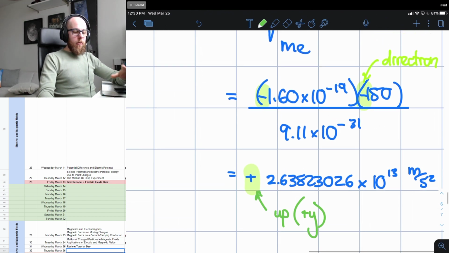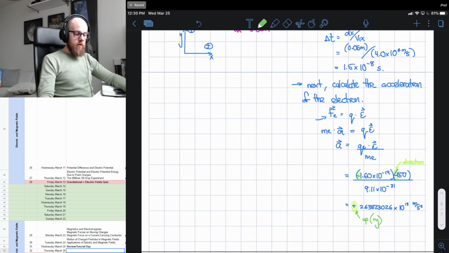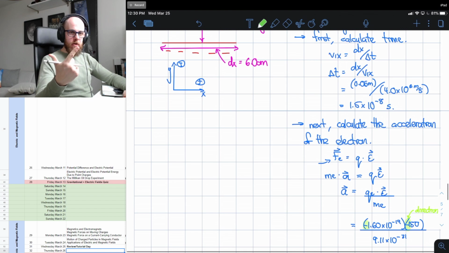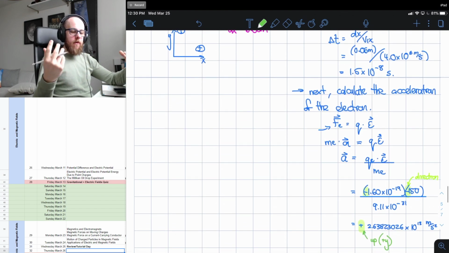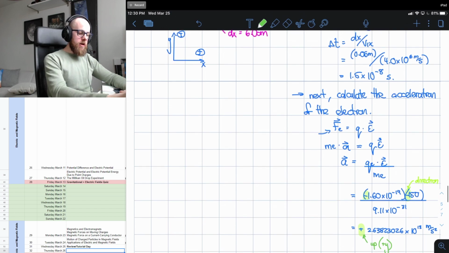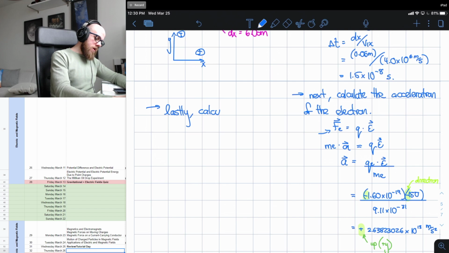Okay, now we're almost there. Now we can figure out the final y velocity. We know what time is. We know what the acceleration is. We know the initial y speed is 0. So we have everything we need for the final y velocity. So lastly, calculate the final y velocity.